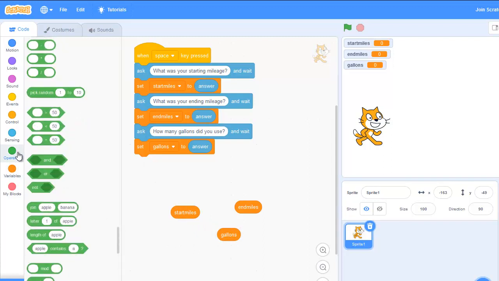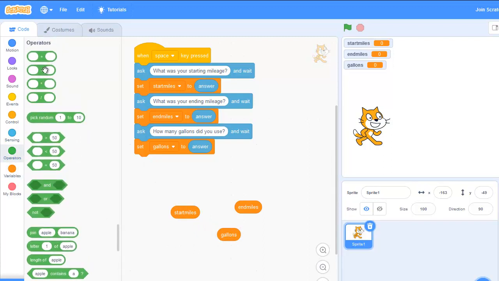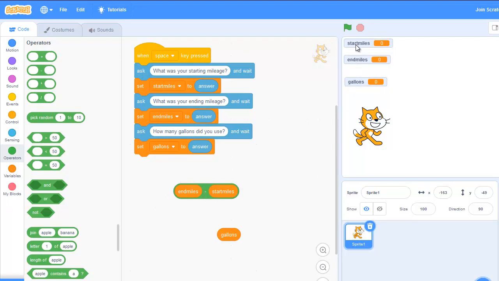Then we'll go to our operators. So the first operation that we need to do is we need to figure out how many miles did we travel. So we take our ending miles minus our starting miles to get that. Now if we want to check things out, we can go up here and we can set our variables to sliders. And then we can set each of them. So let's set our ending miles to 27, our starting miles to 14. When I click on the calculation, that'll tell us, hey, that's 13.